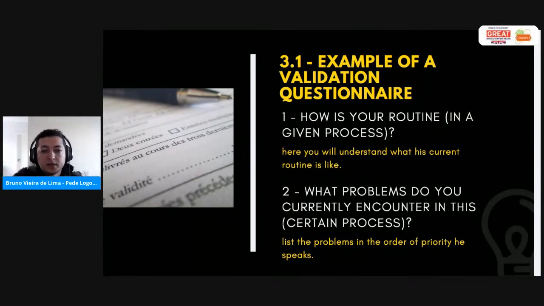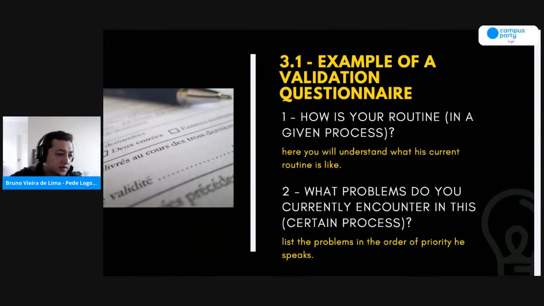Start the interview by asking about the routine of your potential client. At this point, it is important for you to understand how he sees his daily life. Remember, only his vision matters, so don't question his opinion. Note all the routine procedures that he mentions. Probably the part of his day where the problem you're trying to solve appears will come up in this question.